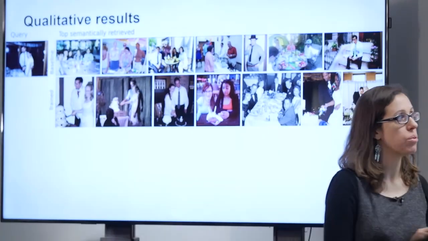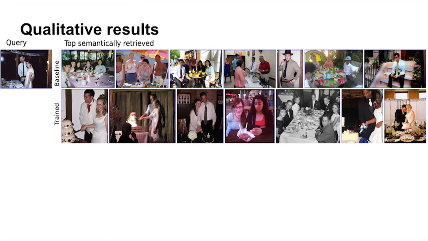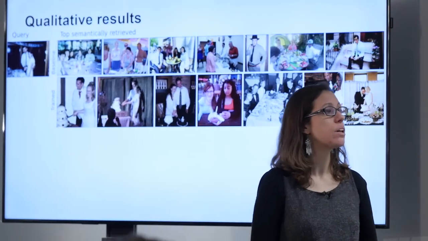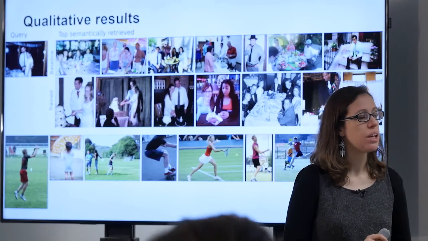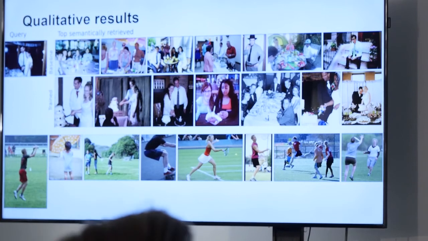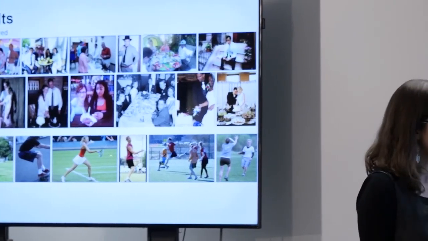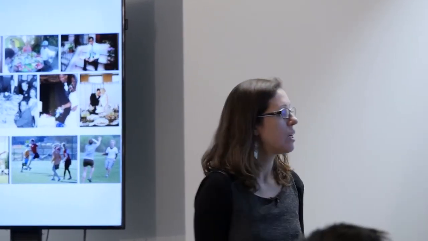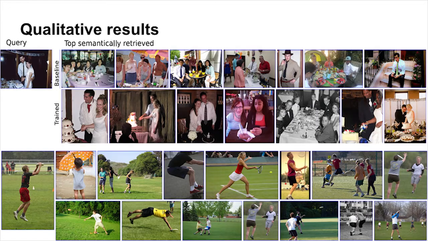Now, if you look at what's happening after training, you see that these images are a bit better. You have most of the time couples, they're in more formal environment. You even have sometimes people at a wedding cutting a cake. So it has captured some of the semantic of the scene to retrieve the right images. Here is a second example where you have this person that is playing the frisbee, and you retrieve people that are in a field doing all sorts of activity. After training, you get people doing the exact same sport, playing the frisbee.